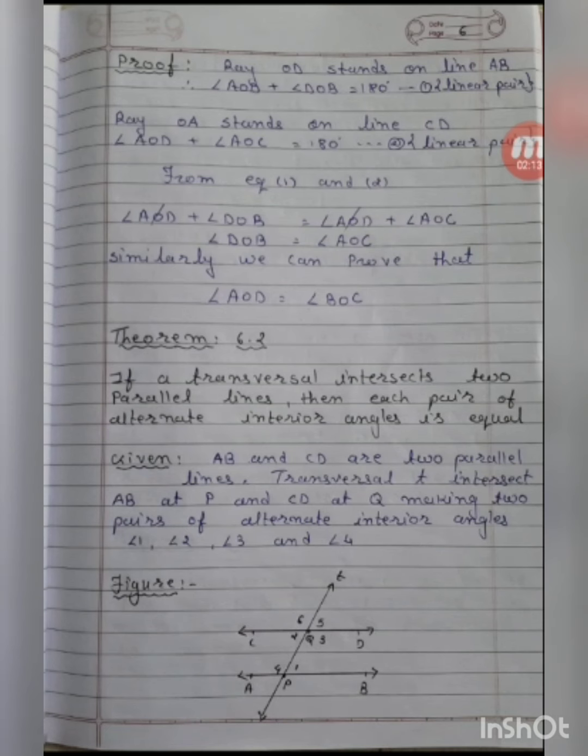Same thing: ray OA stands on line CD. So angle AOD plus angle AOC is equal to 180 degrees because these are linear pairs, and this is equation number 2. Now from equations 1 and 2, we can write that angle AOD plus angle DOB is equal to angle AOD plus angle AOC. But AOD cancels because it is on both sides. Now angle DOB is equal to angle AOC.